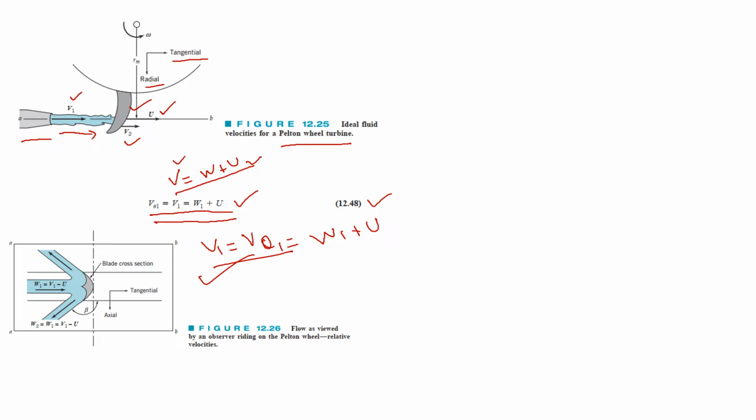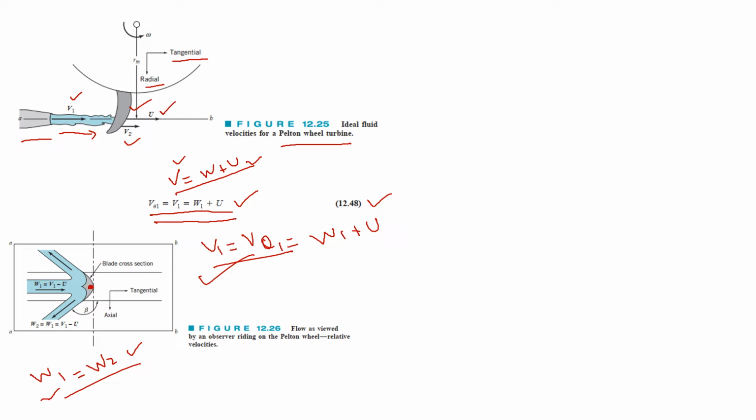Then we will have exit velocity conditions, and w1, the relative velocity at the inlet, will be equal to the relative velocity at the exit, because relative velocity is the one being observed by someone placed on this blade. Or you can say that the reference for the relative velocity is moving with respect to the blade. So at the inlet and the outlet, the relative velocity will be the same.